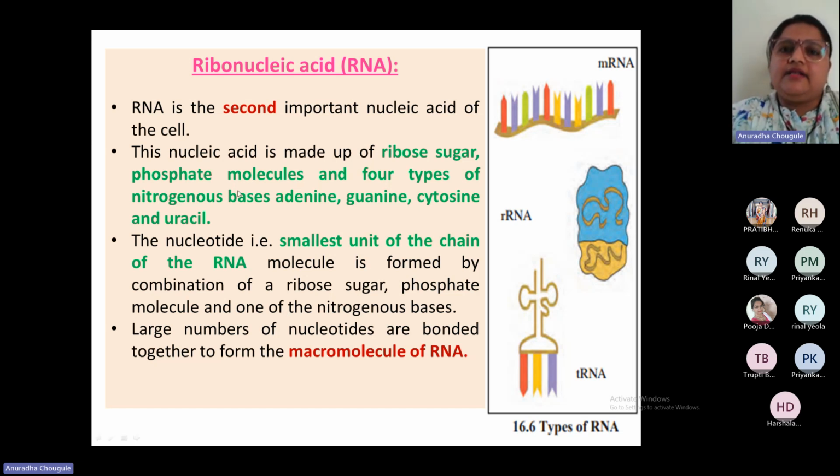RNA contains ribose sugar, and DNA contains deoxyribose sugar. Remember this. RNA contains ribose sugar, a phosphate molecule, and four types of nitrogenous bases: adenine, guanine, cytosine and uracil. In DNA, there are four nitrogenous bases: adenine, guanine, cytosine and thymine. Just the change is uracil and thymine. In DNA there is thymine, and in RNA there is uracil. RNA also contains the small unit of nucleotide. RNA and DNA are macromolecules, and the smallest unit of these macromolecules is the nucleotide. So the nucleotide is the micromolecule. Remember this.